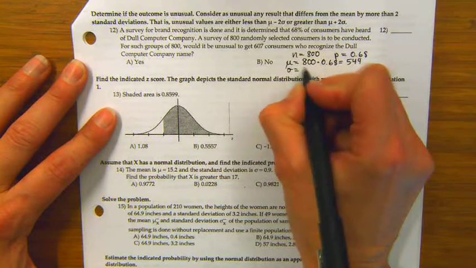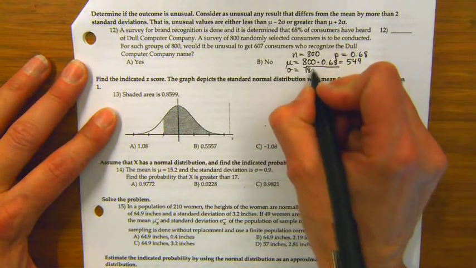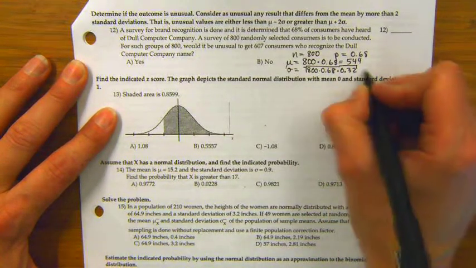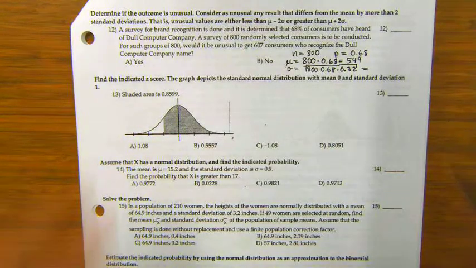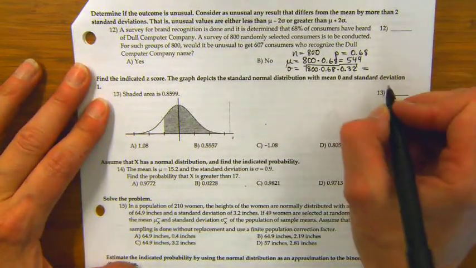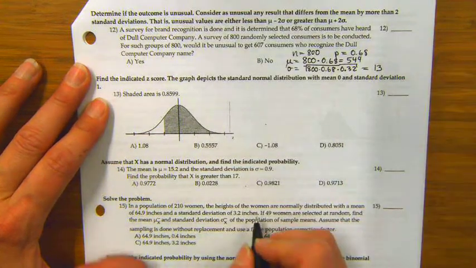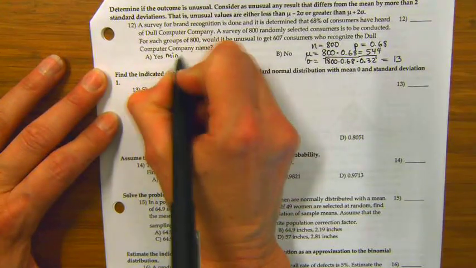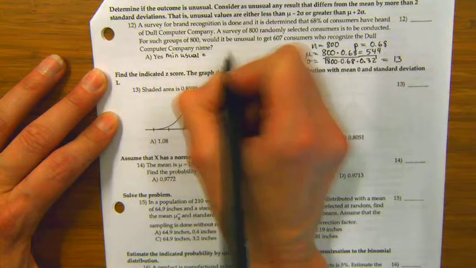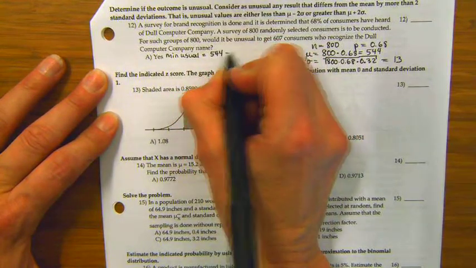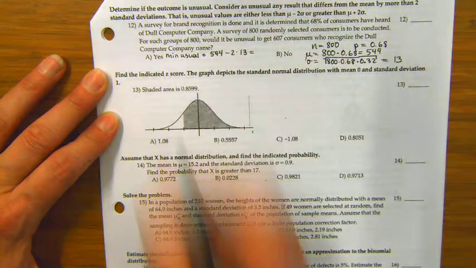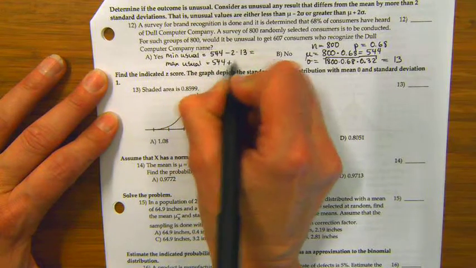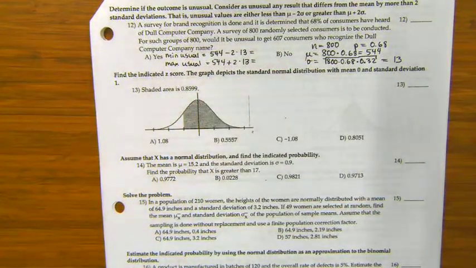Okay, standard deviation is the square root of n times p times q, so that's 800 times 0.68 times 0.32, just 1 minus p again. And what is that? And you can round it to a whole number. 13. Okay, now we're going to find the minimum usual value and the maximum usual value. So minimum usual value is the mu minus 2 times 13, and then the maximum usual value is the mean plus 2 times the standard deviation. So can you guys calculate both of those?